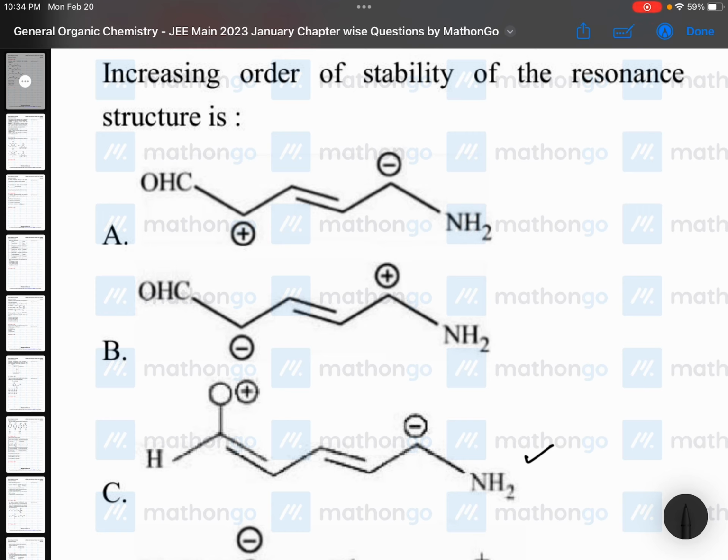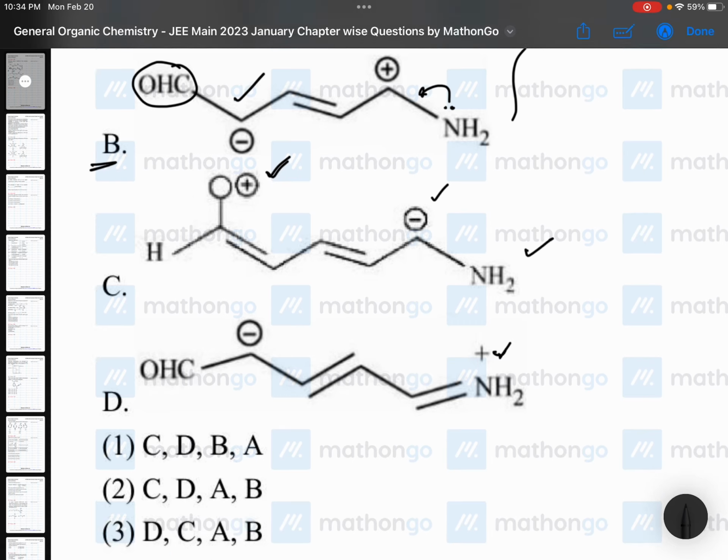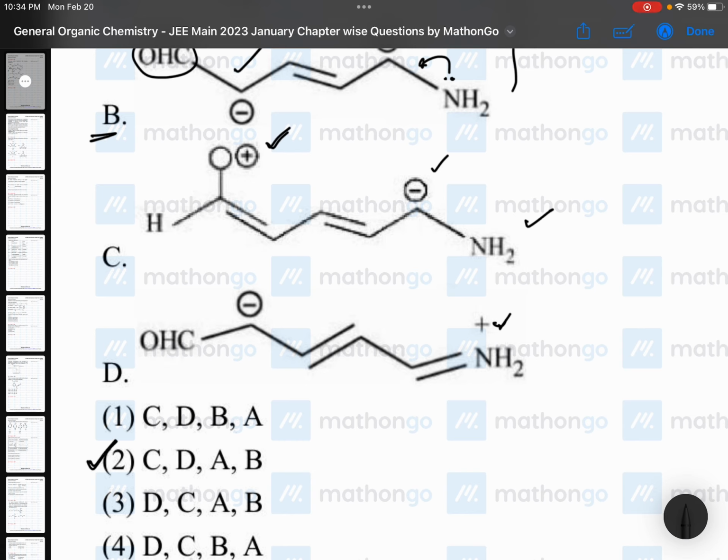If you consider all those, you see this is an electron withdrawing group, so the negative charge is stable. It is having a lone pair of electrons, so the positive charge is stable. So B is greater. And B is better than A. Coming to C and D, here the negative charge is on carbon and the positive charge is on oxygen. Worst. Here the positive charge is on nitrogen, better than this one. So D is better than C. I think this has given the answer, but according to MathonGo, the answer should be CABD.